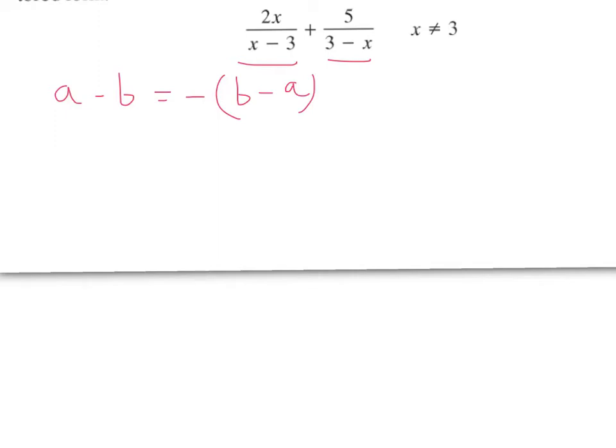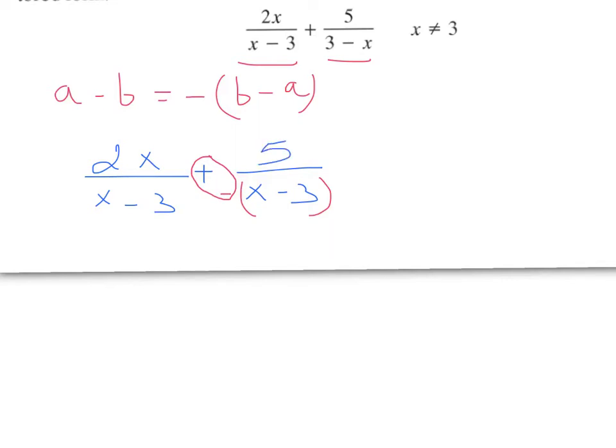Well, here we can change 3 minus x. We can change either one, by the way. So we can keep 2x over x minus 3. Here, instead of 3 minus x, it will be x minus 3, but we have to add a minus here. Because if we have a plus here, and here we have a minus, we know that positive times negative will be negative.